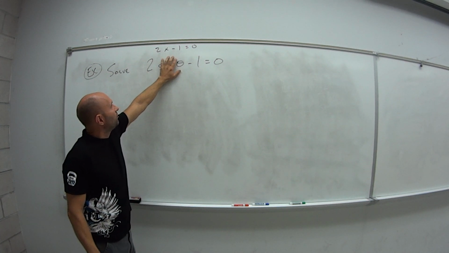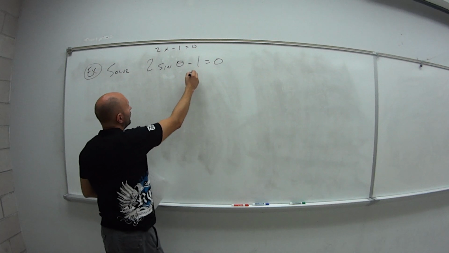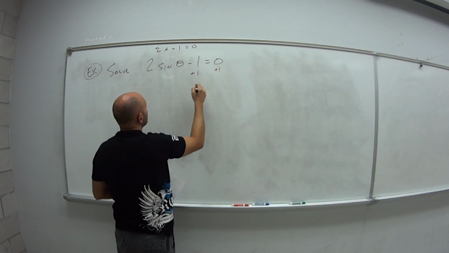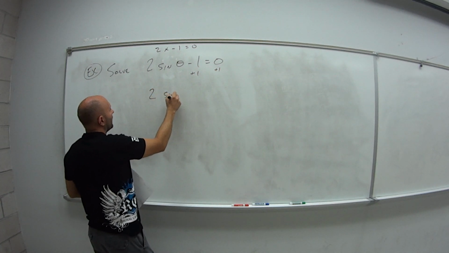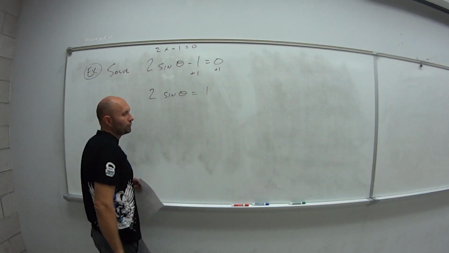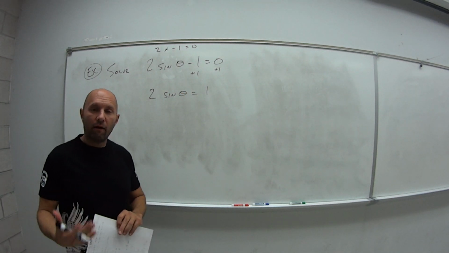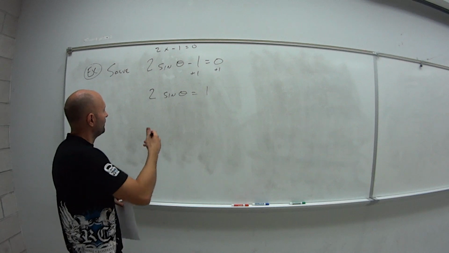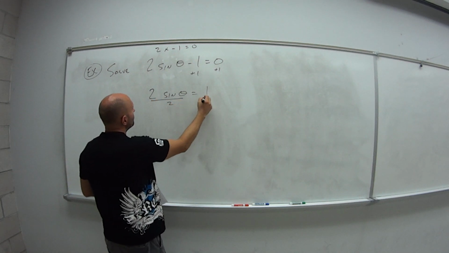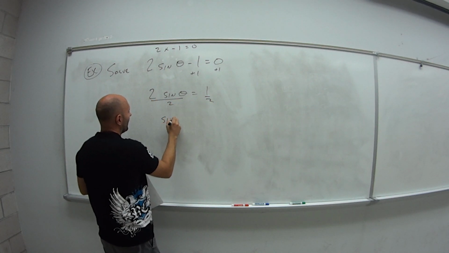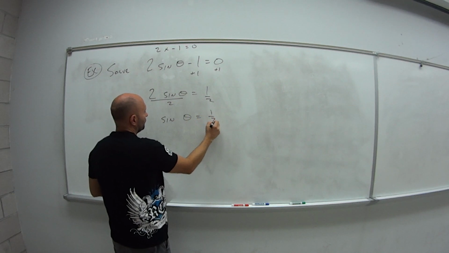So what's the first thing we have to do? We have to add 1 to both sides. So we get what? 2 sine of theta is equal to 1. Now how do we get sine by itself? Well, we have to divide both sides by 2. So we get sine of theta is equal to 1/2.